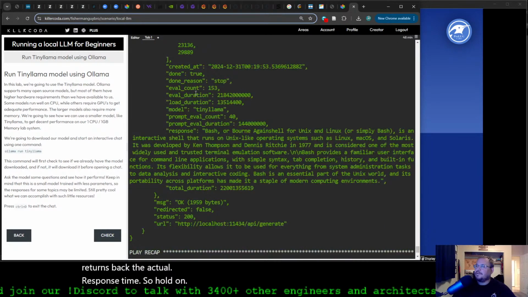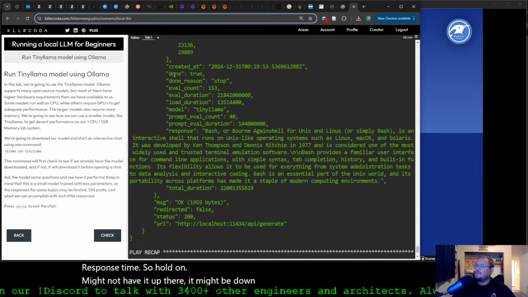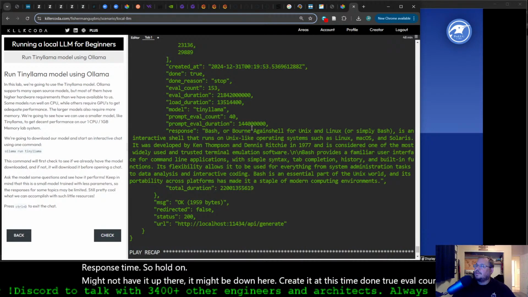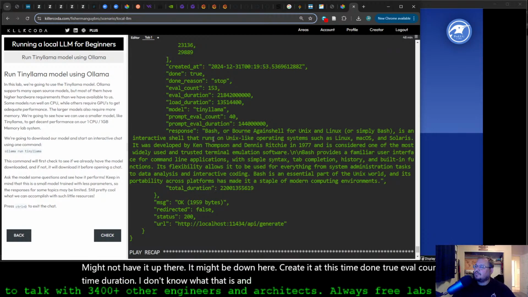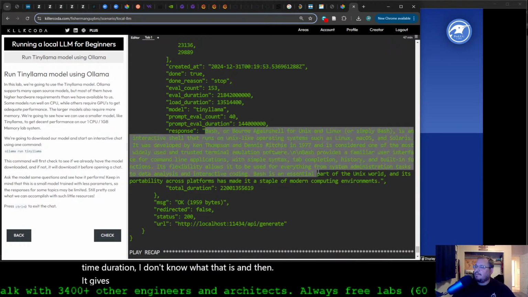Might not have it up there. It might be down here. Created at this time, done true, eval count time. Duration, I don't know what that is. And then it gives us some information about bash.